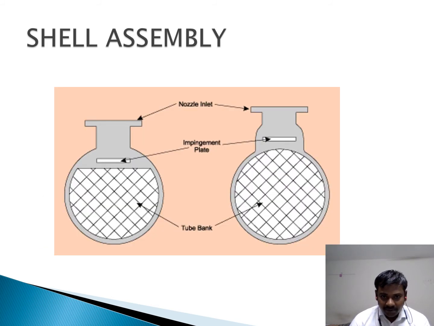We'll be having a nozzle inlet, as I showed in your diagrams, and this is the impingement plate, then tube bundle. So this is a tube. So this is the zigzag, the cross like this. So this will be the tube. We call it a tube.